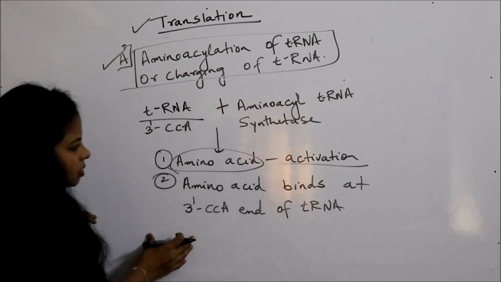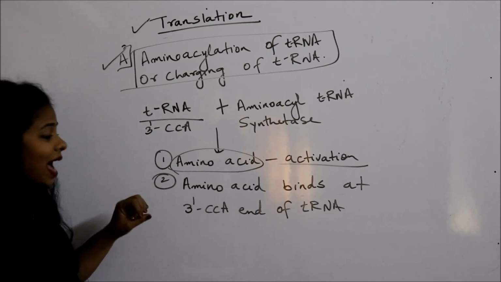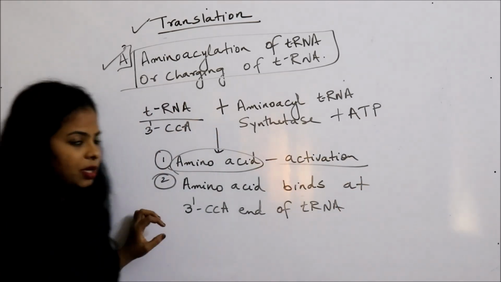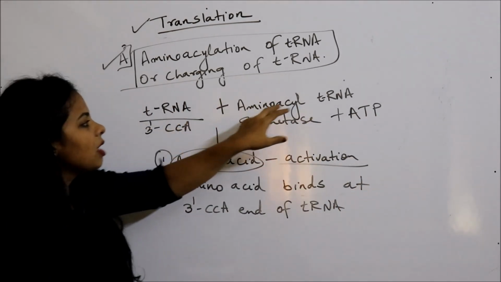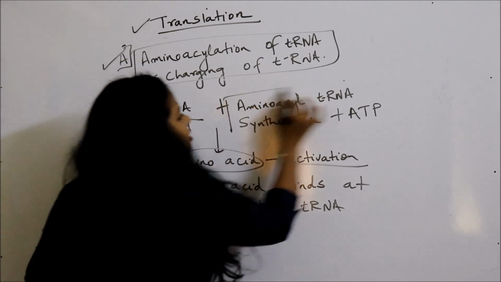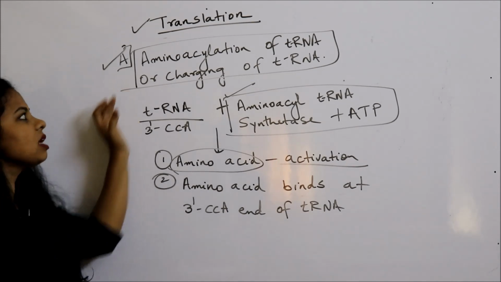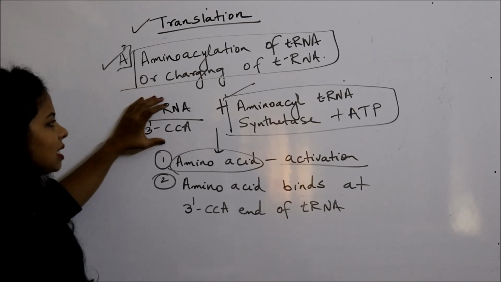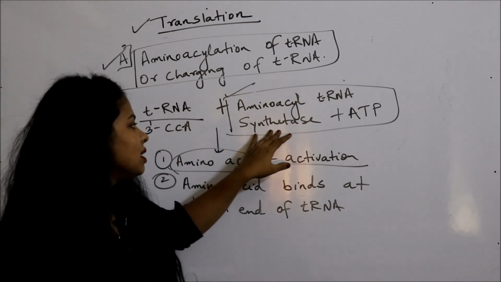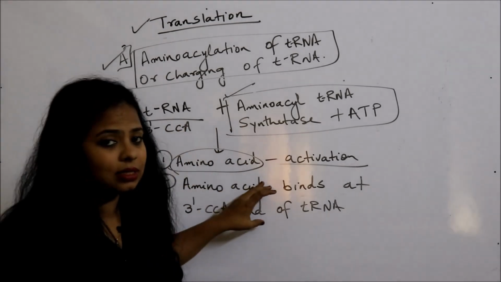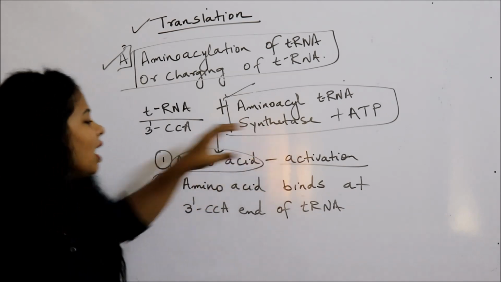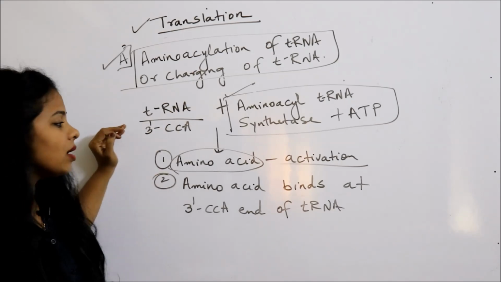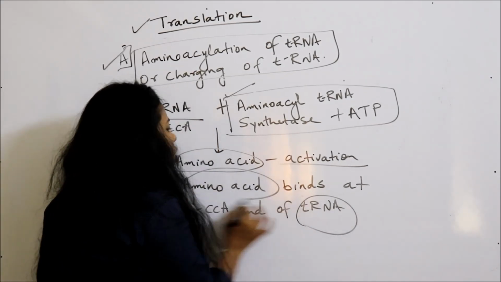Now all these steps, that is activation of amino acid and binding of the amino acid at the 3' CCA end, take place with the help of the energy molecule, that is ATP. So here ATP and the enzyme amino acyl tRNA synthetase are required. So these are the requirements in this first step, that is amino acylation of tRNA. Again I will repeat, first you have empty tRNA. On this tRNA the enzyme amino acyl tRNA synthetase adds amino acid. First the amino acid gets activated and it binds at the 3' CCA end of the tRNA. So in this way, now you have tRNA with amino acid.